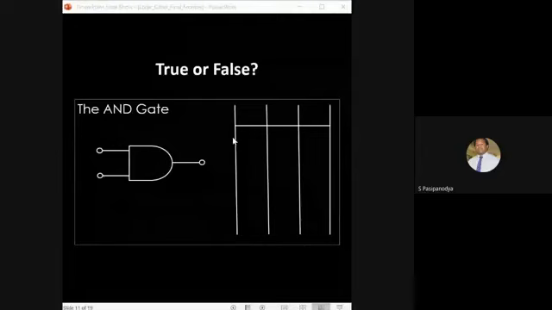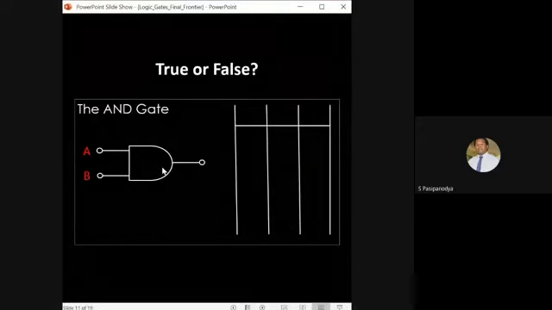Let us look at the AND gate. Within our AND gate, we have 2 input values, and our input values are A and B. And we have 1 output value, and the output value is Q.